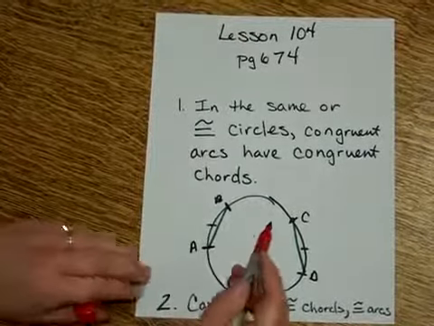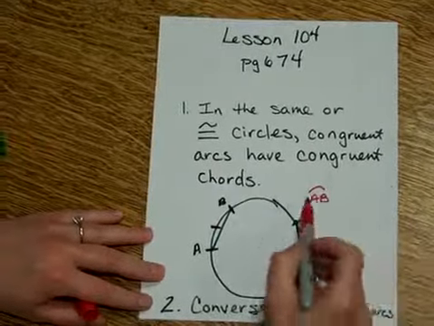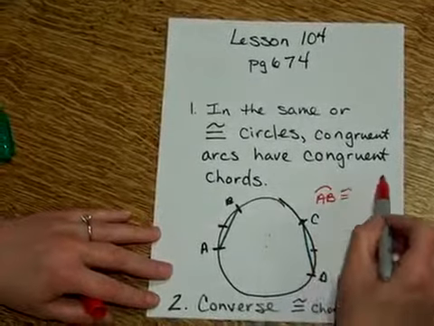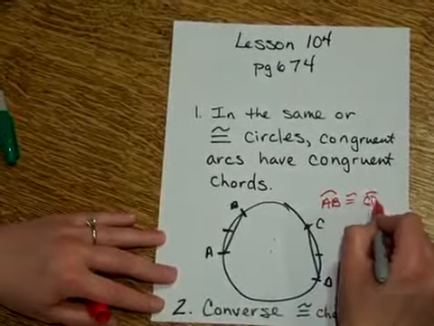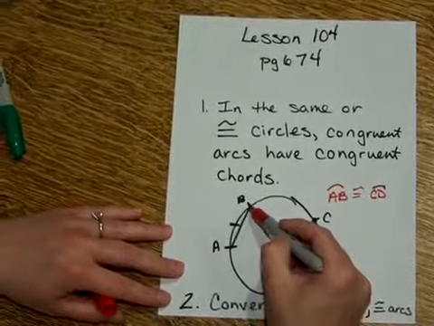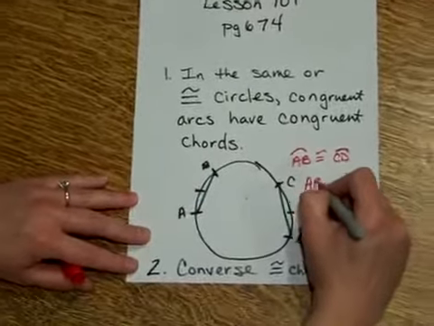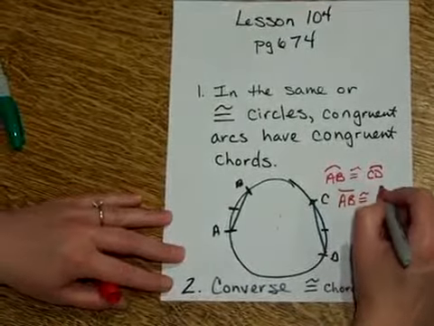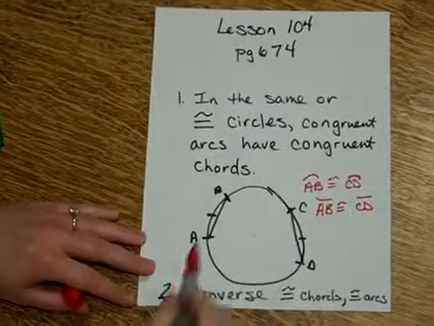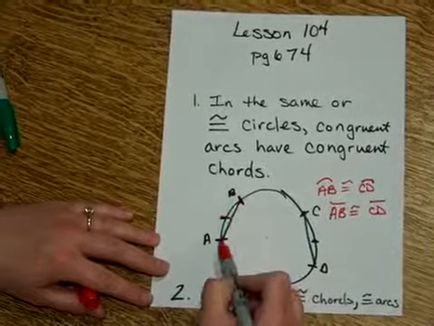So if my arc AB, remember a minor arc has two letters underneath the arc symbol, is congruent to arc CD, then these chords are congruent. The chords that go from the endpoints of the arcs are congruent. That means segment AB is congruent to segment CD. In the same or congruent circles, congruent arcs means that we have congruent chords.